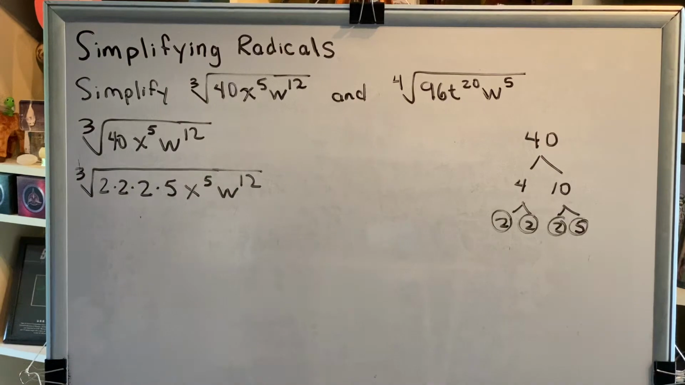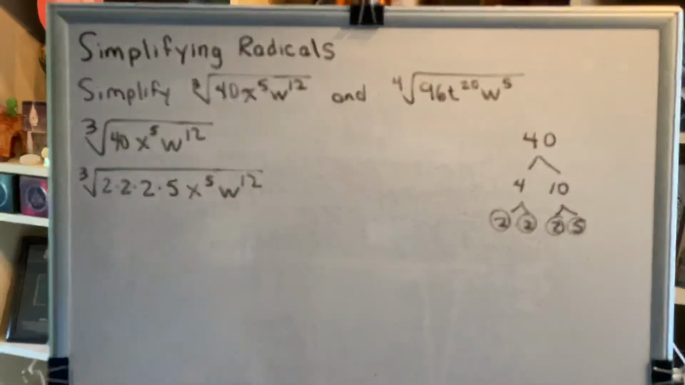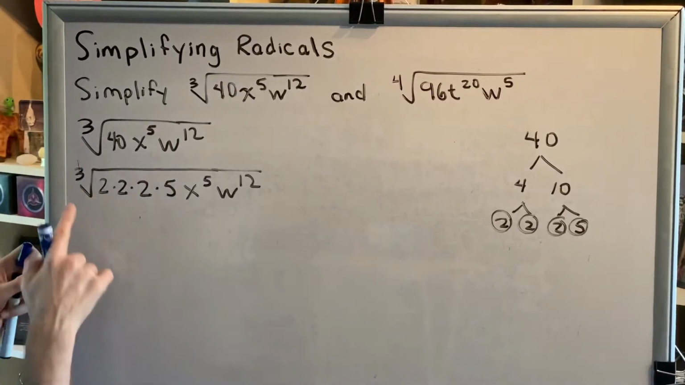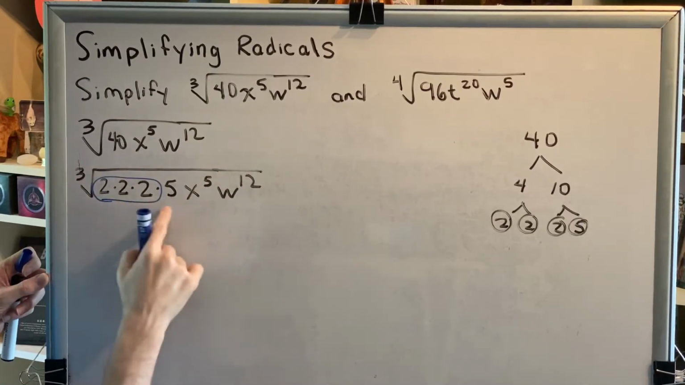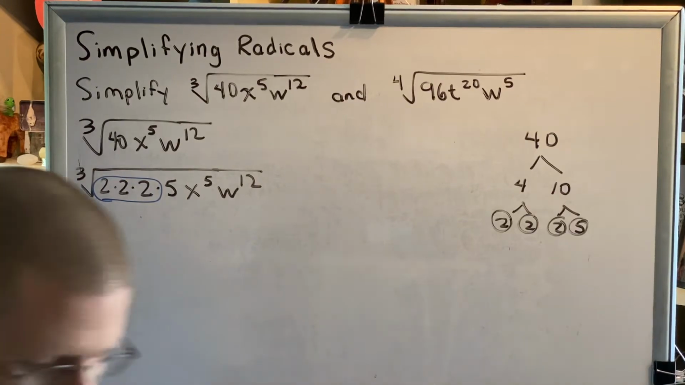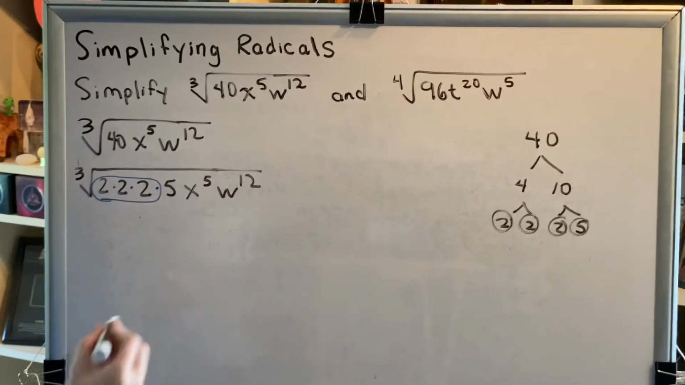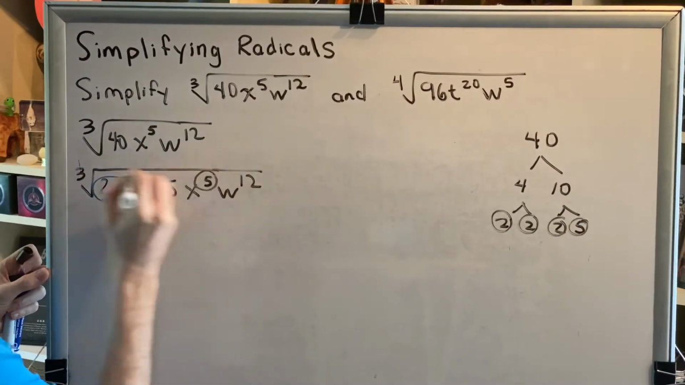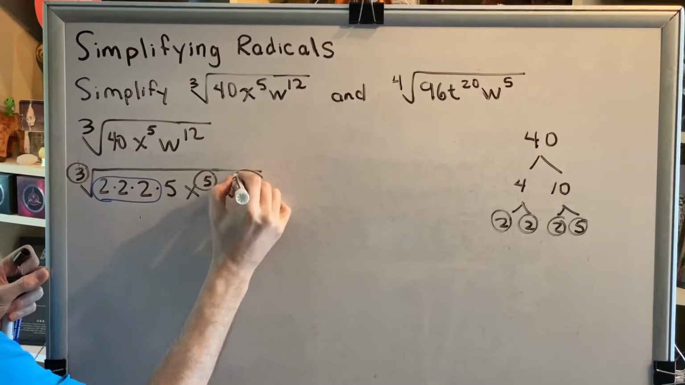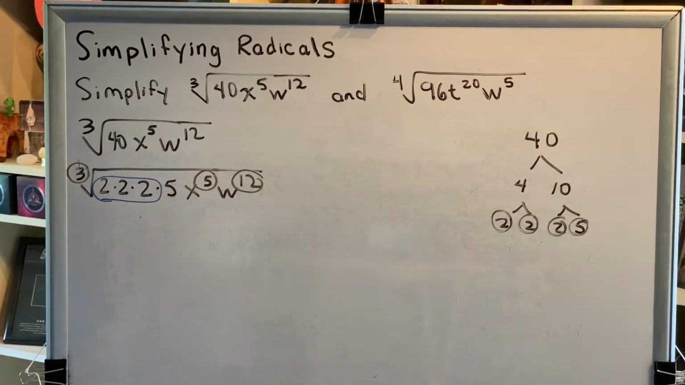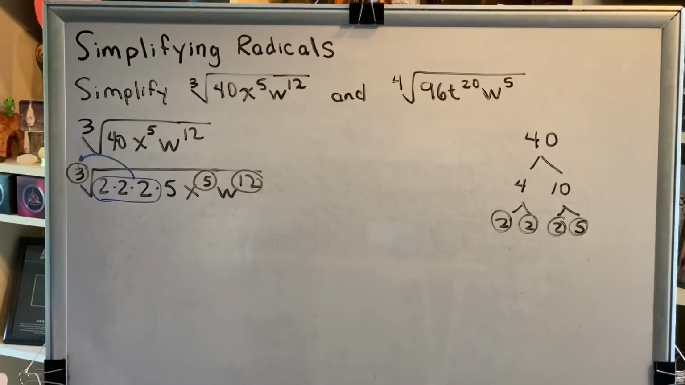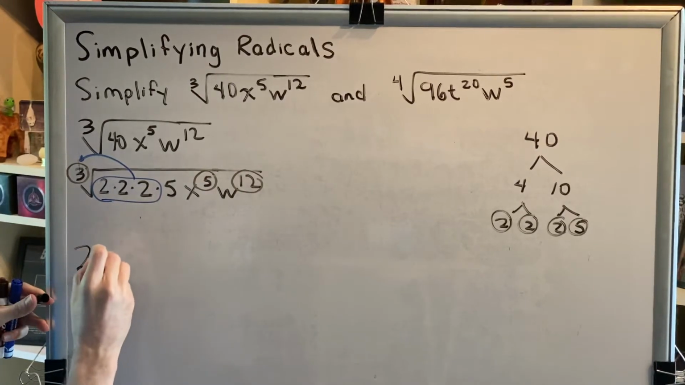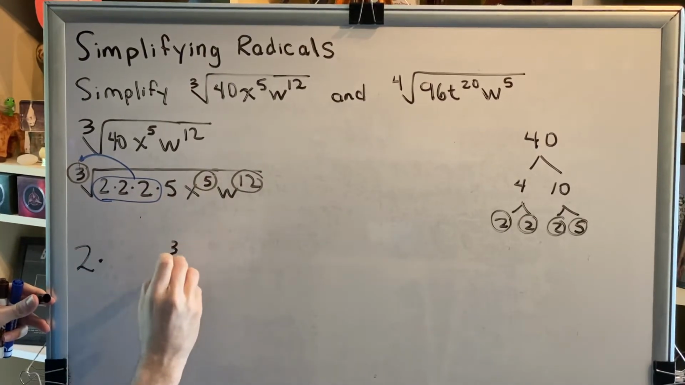So I'm going to use both methods in this single problem. I'm going to use the method of creating perfect groups, and I need groups of 3. That's only for the numbers. And then I'm going to use the method of dividing variable exponents by the index for the other parts of this problem. Okay, so here we go. So a single 2 is going to come outside the radical, but a 5 will stay inside.